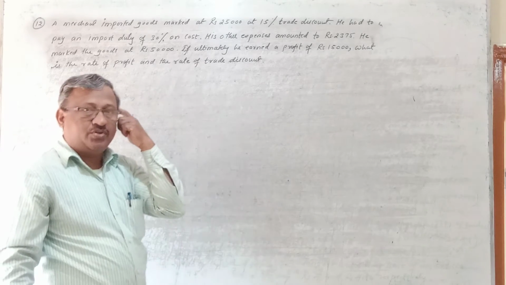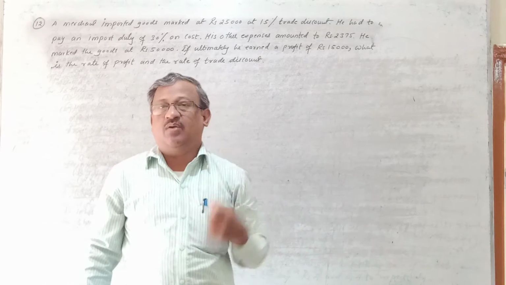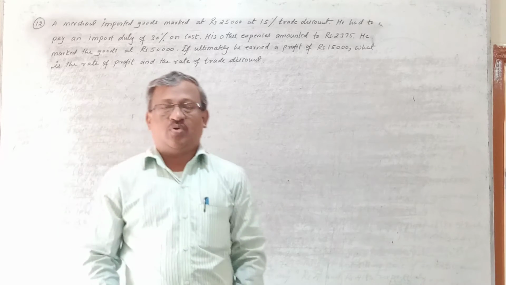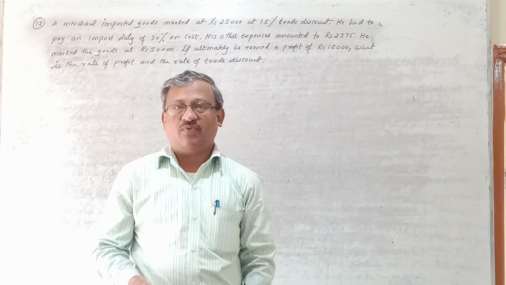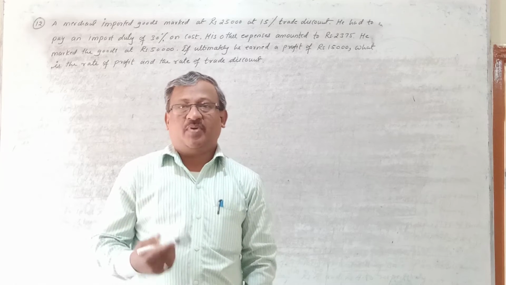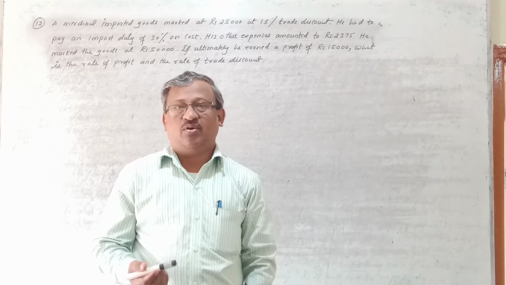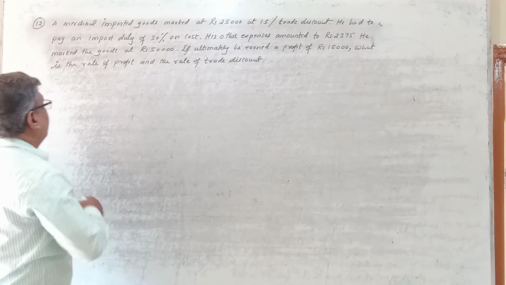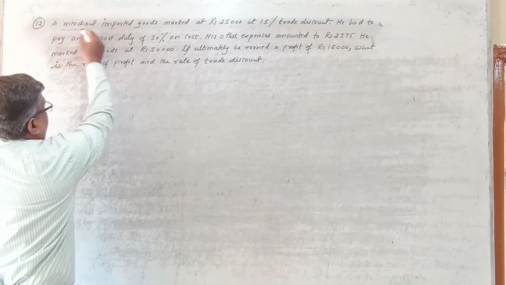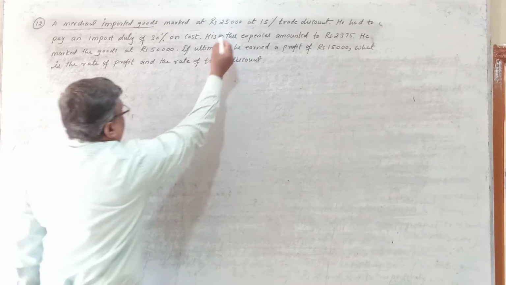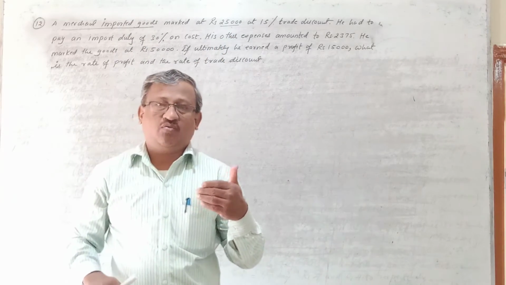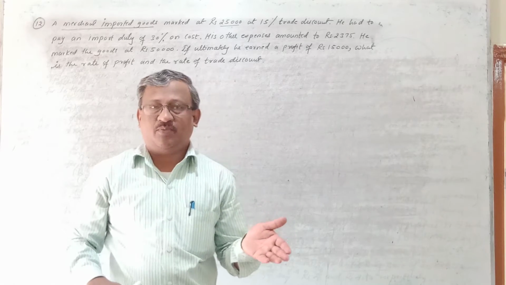Here they have asked us to calculate the rate of profit and the rate of trade discount. Rate is always expressed in the form of percentage. So in the form of percentage we have to calculate the rate of profit and the rate of trade discount. There is a merchant who has imported goods marked at 25,000. This problem is also quite similar to the previous problem.